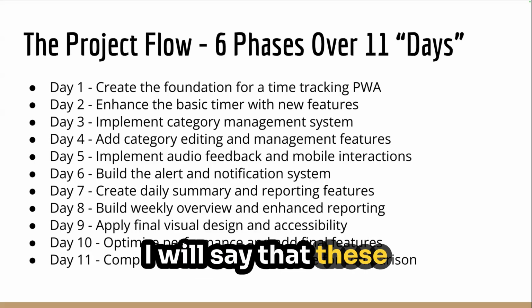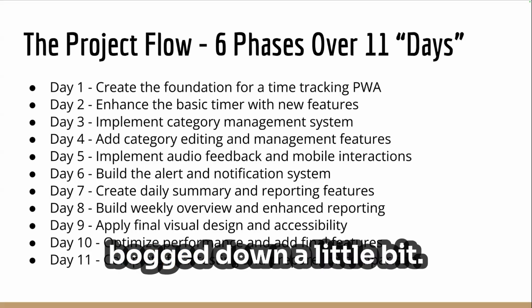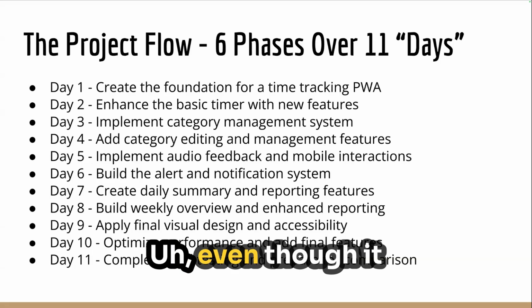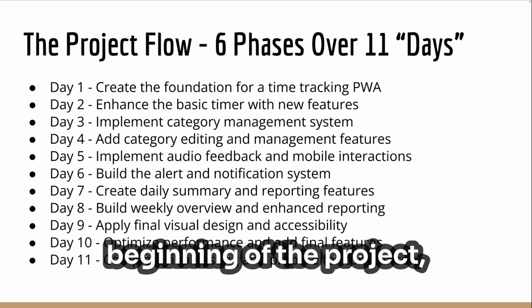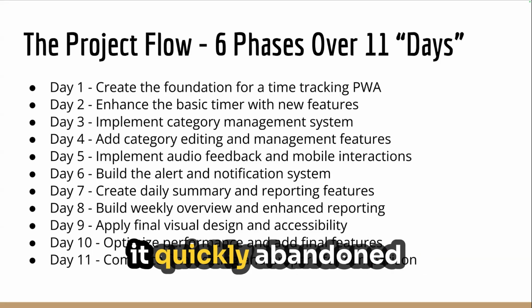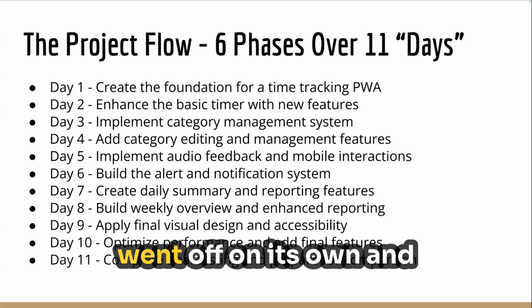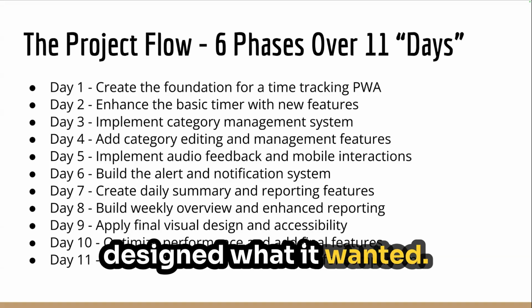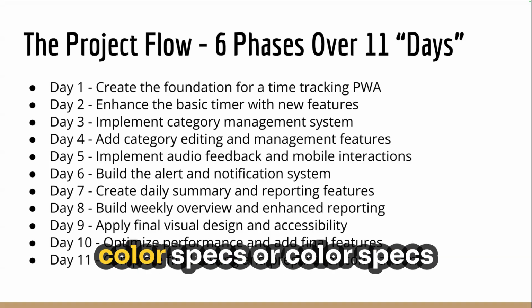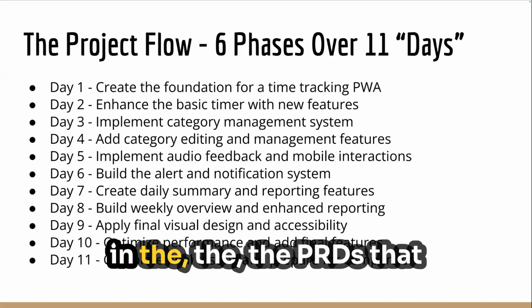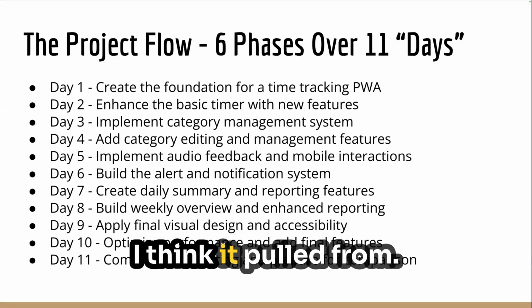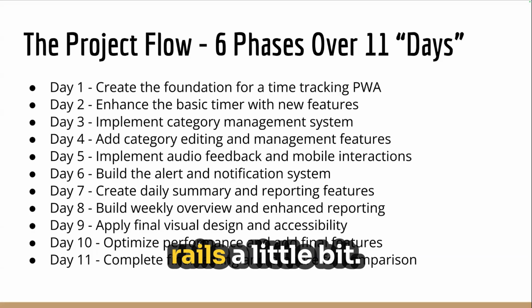I will say that these complex builds are where Lovable gets bogged down a little bit. Even though it had the screenshots of the design at the beginning of the project, it quickly abandoned those designs and went off on its own and designed what it wanted. So there were some color specs in the PRDs that I think it pulled from. So I think that's why it went off the rails a little bit.